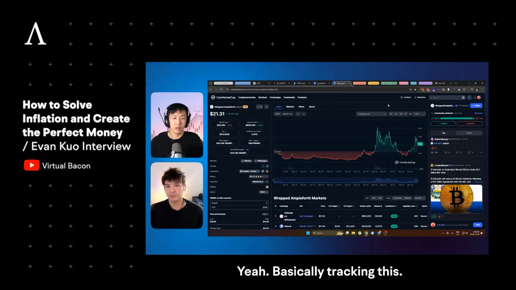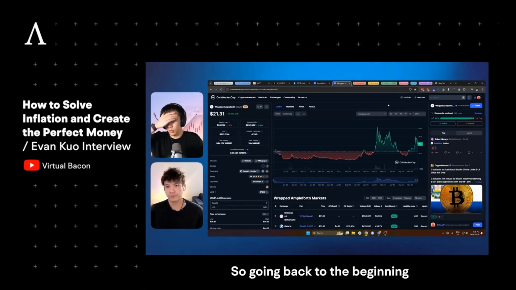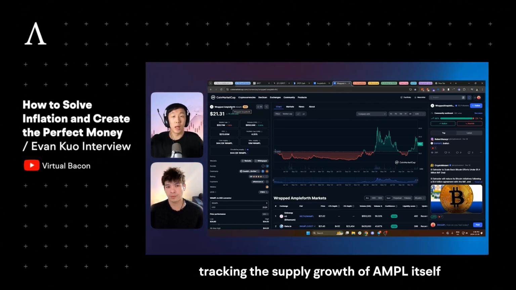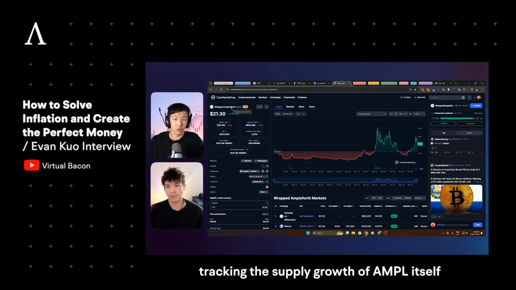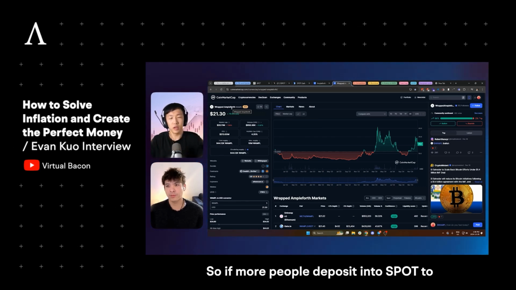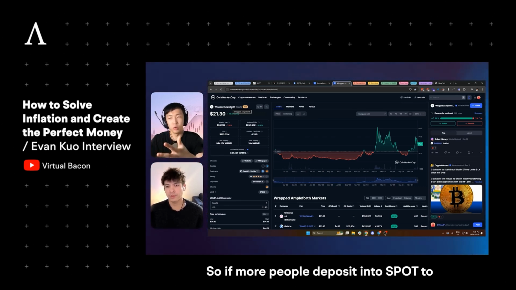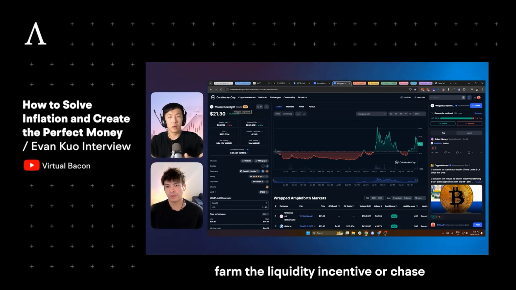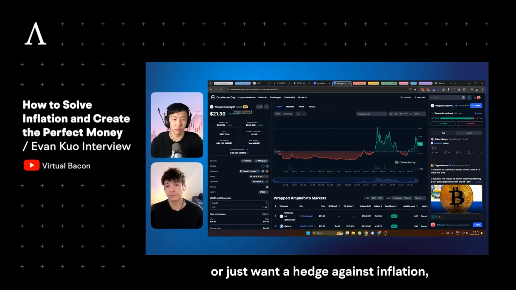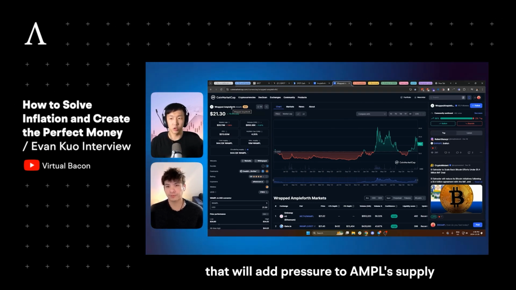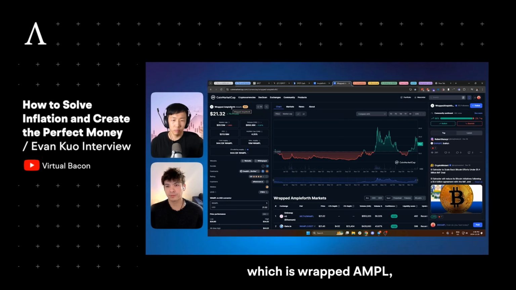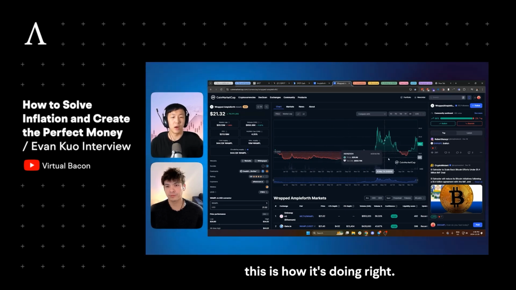Yeah, basically tracking this. So going back to the beginning, when we talked about wrapped Ampleforth tracking the supply growth of Ample itself, because this is the engine that powers the Spot protocol. So if more people deposit into Spot to farm the liquidity incentive, or chase the yield, or just want a hedge against inflation, that will add pressure to Ample's supply, which is wrapped Ample. This is how it's doing, right?